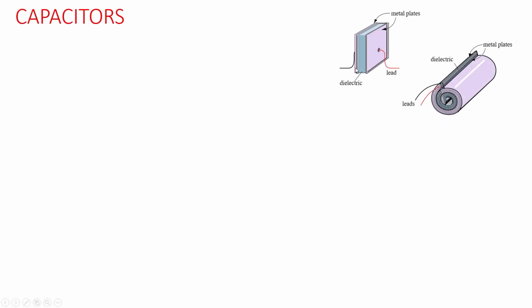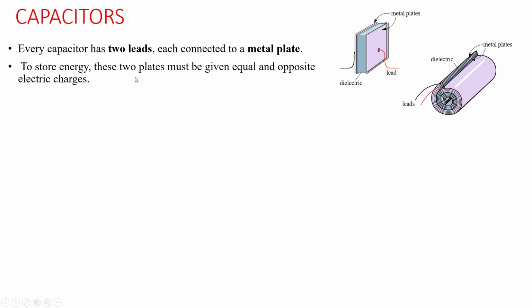So in the capacitor, you can see over here two metal plates, and between these two metal plates the dielectric material is constructed. Every capacitor has two leads, each connected to a metal plate. So there are two leads, two wires, connected to the metal plates. To store energy, these two plates must be given equal and opposite electrical charge. This electrical charge is provided through a potential, through a power supply. Between the plates is an insulating material called the dielectric. You can see over here, this is the dielectric, which is an insulating material.